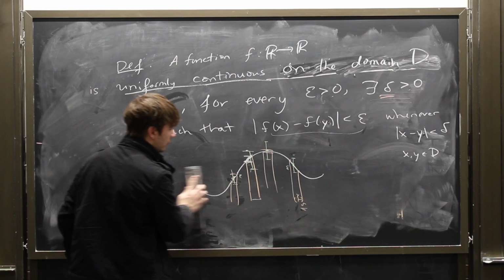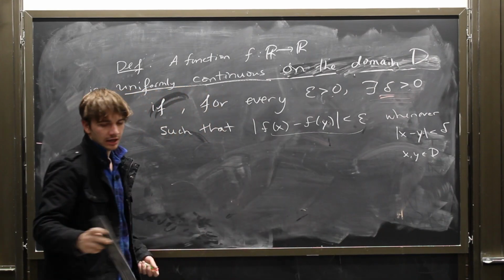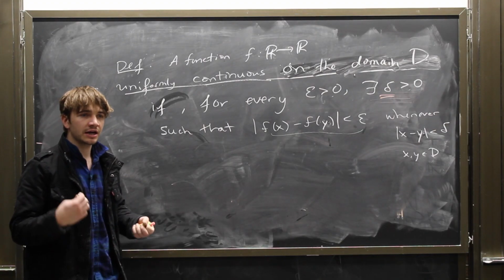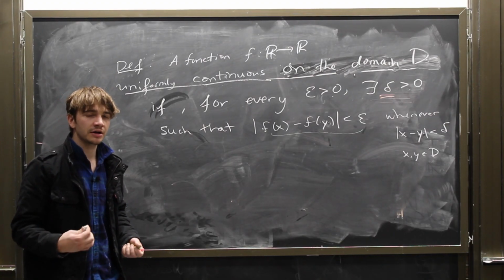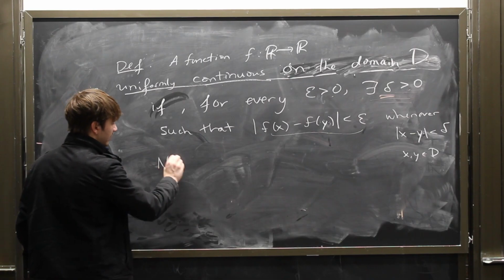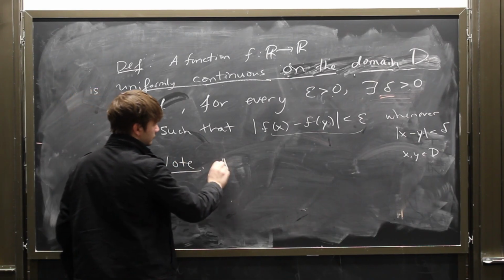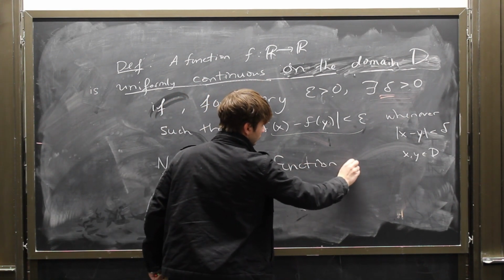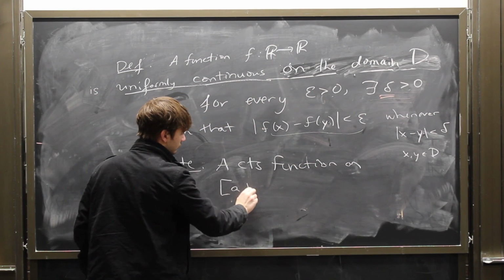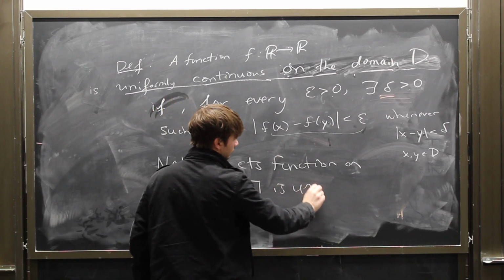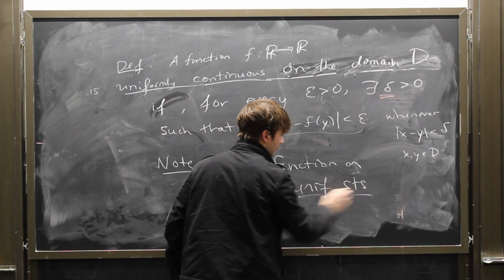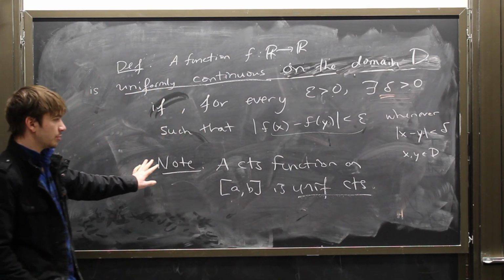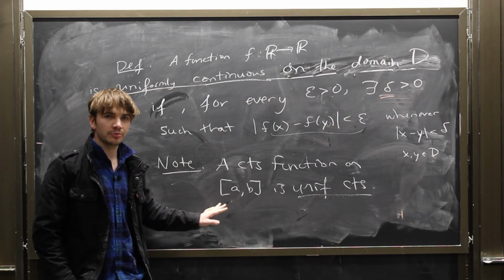So maybe I'll go into an example of how this works. But one last thing that I'll note is that a continuous function on a closed and bounded interval is uniformly continuous. Okay, now I challenge you to try and prove this claim, and I'll post a video proving it later on.